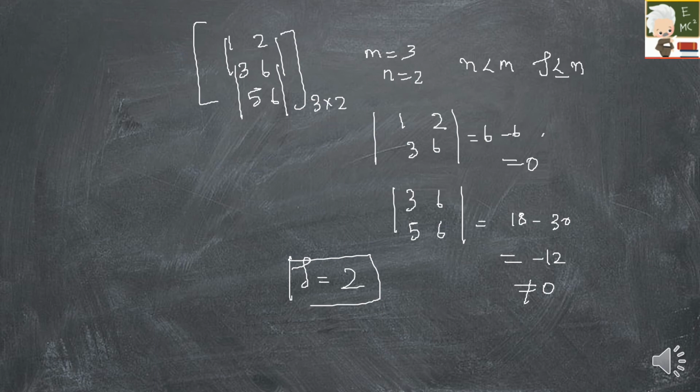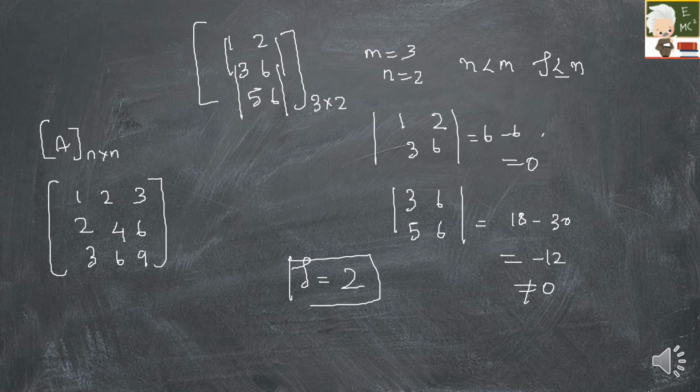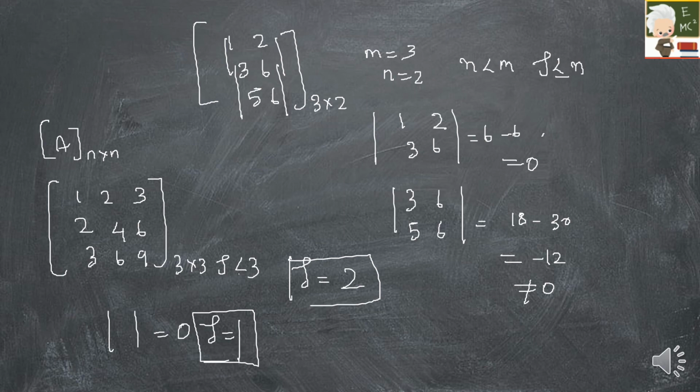So I have discussed previously, right, if your matrix is of the order n cross n. I would like to give one more example. So let your determinant be 1, 2, 3, 2, 4, 6, 3, 6, 9. So what is the order? It is 3 cross 3. So your rank should be less than 3, right? But what is the determinant value here? It is 0. So your determinant value is 0, so your rank will be equal to 1. Okay, hope everyone got this.